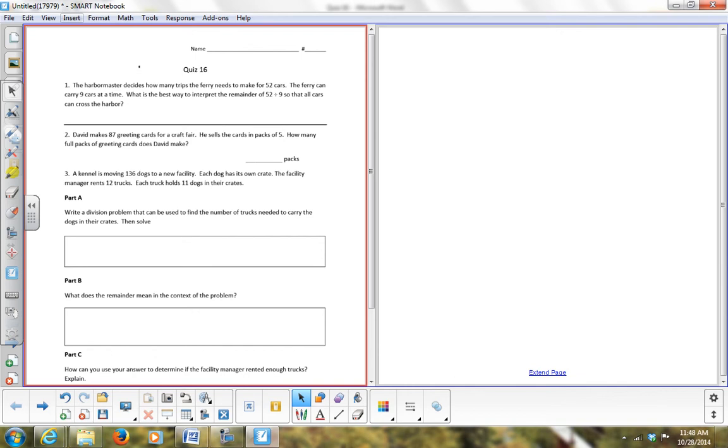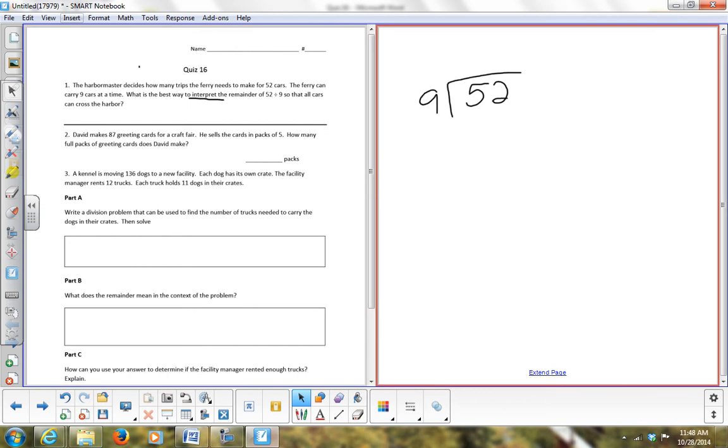Thank you. The ferry can carry 9 cars at a time. What is the best way to interpret the remainder of 52 divided by 9 so that all cars can cross the harbor? Okay, so I have 52 cars, right? And it can go 9 cars per ferry. Everybody with me on that? Yes. That's where I got that information.